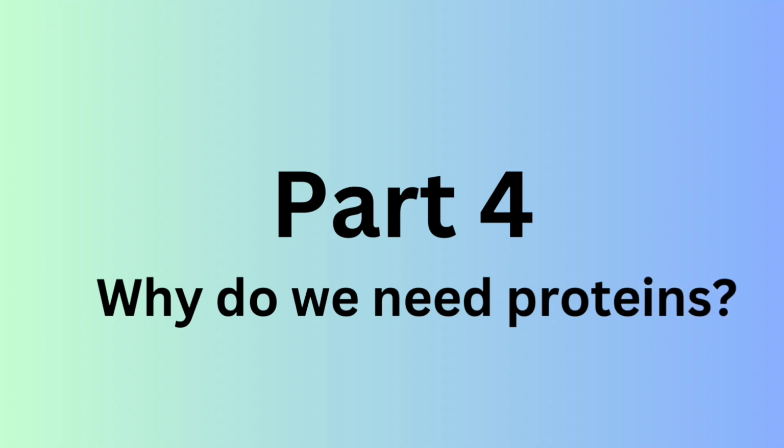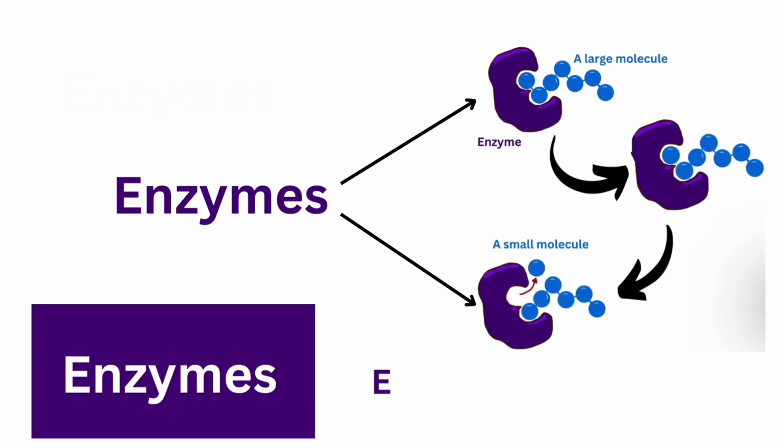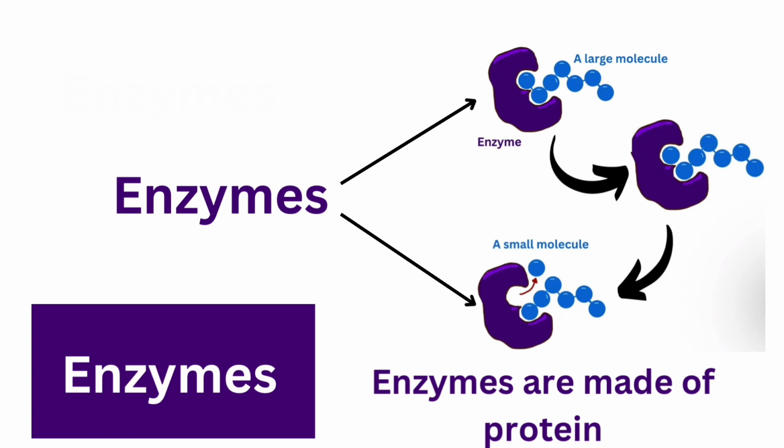Now we'll have a look at why we actually need proteins. So there are 3 different reasons I'm going to teach you, and these are ones that you can remember and write about in your exam. So we already talked about how enzymes break big molecules down into smaller ones, but the enzyme itself, the purple bit, is actually made of protein. So one reason that your body needs amino acids is so that it can build enzymes.